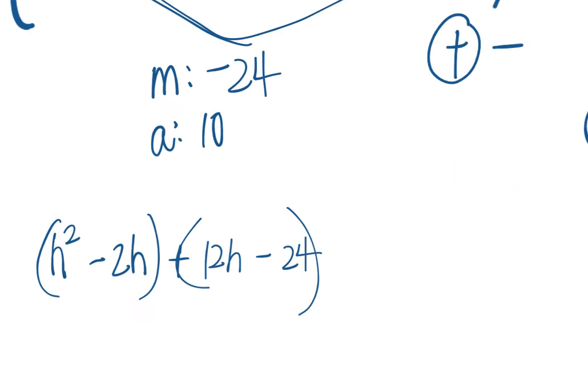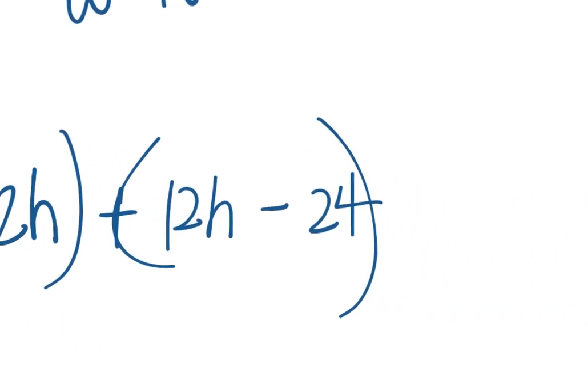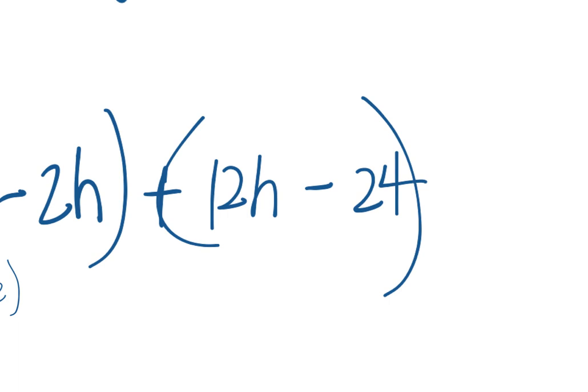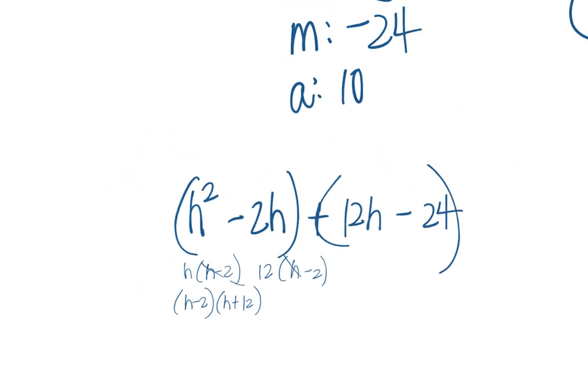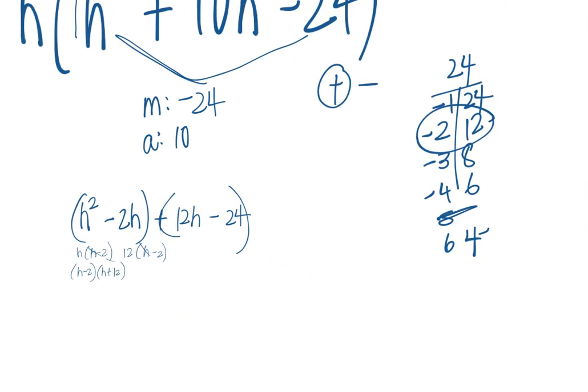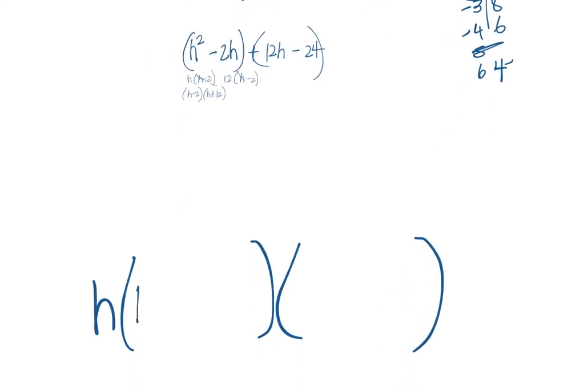And in the front, there's a GCF of h, and you're left with h minus 2. And in the back, there's a GCF of 12, and you're left with h minus 2. So if you factor out an h minus 2, you're left with h plus 12. And so that will be your factors, other than the fact that you have a GCF of h.